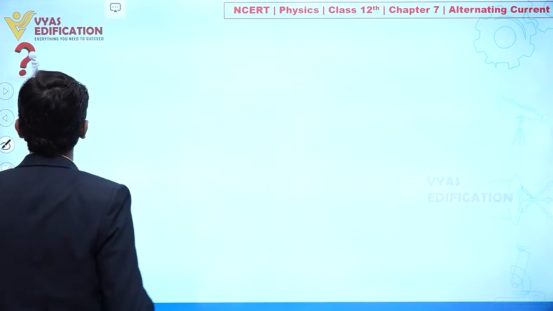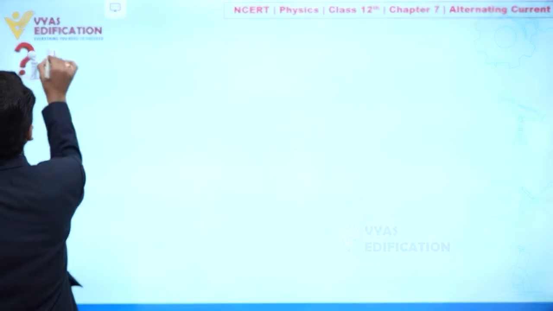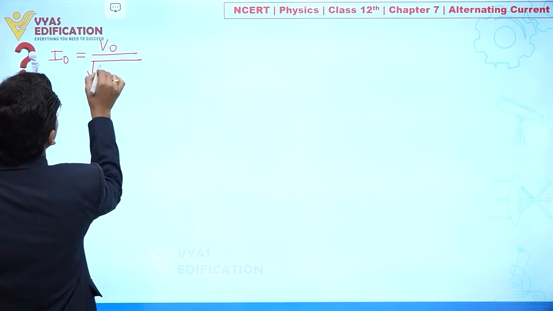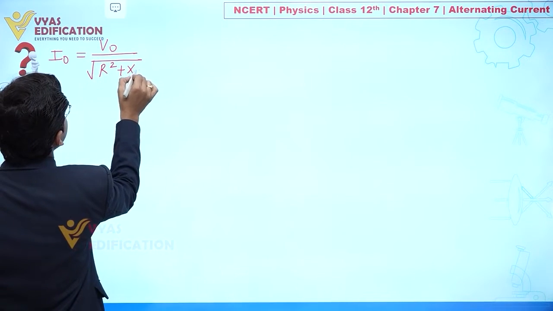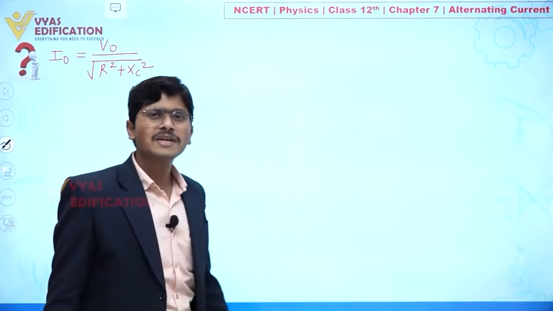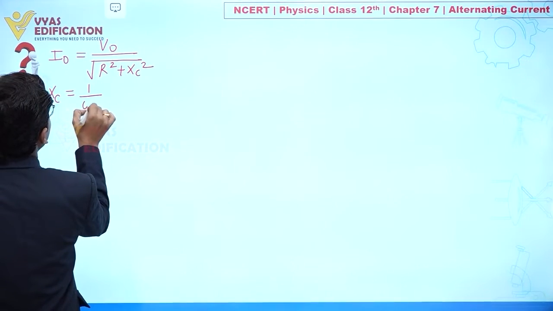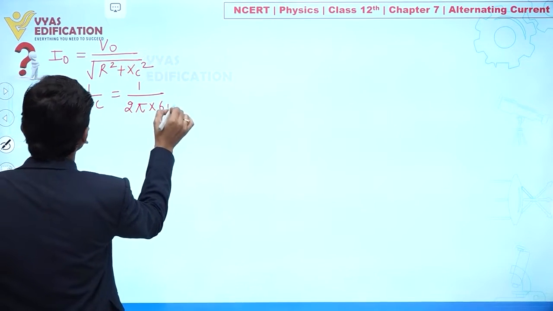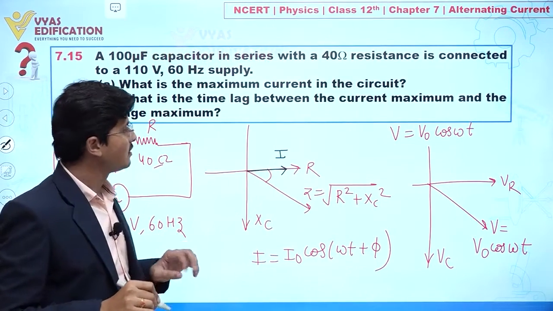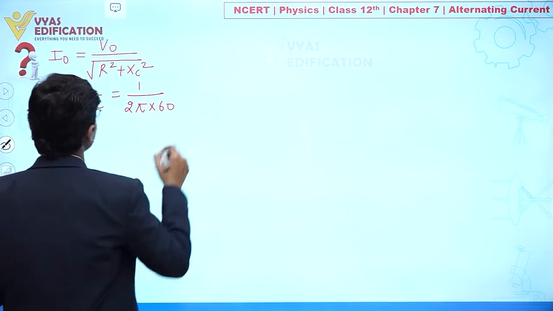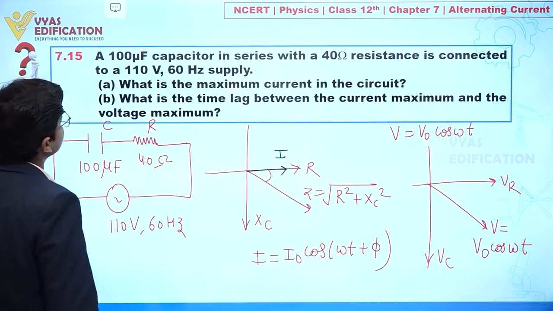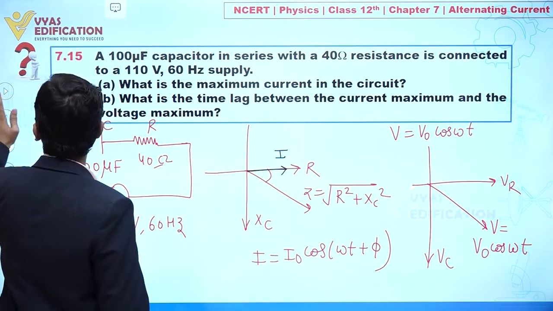So how can I calculate it? The value of I naught is given by V naught divided by the square root of R square plus XC square. First we can calculate the value of XC. The value of XC is given by 1 upon omega C, which is equal to 2 pi F times C. F is given as 60 hertz, and C, the capacitance, is 100 microfarad.